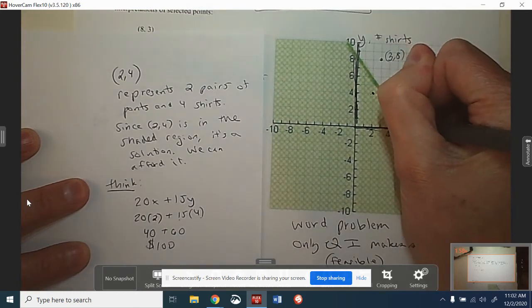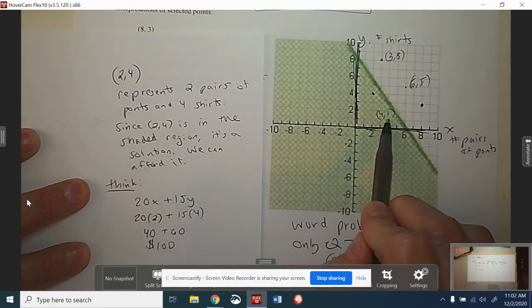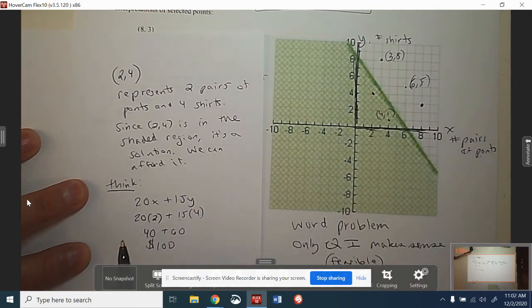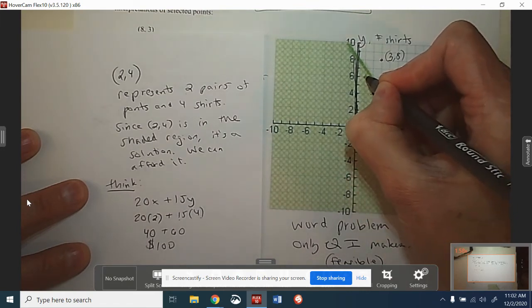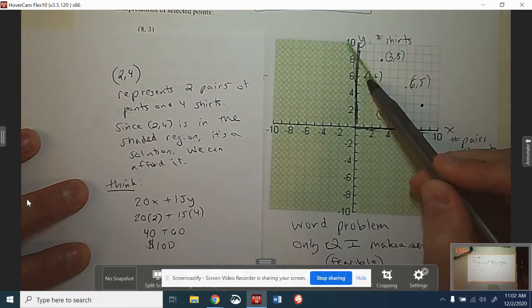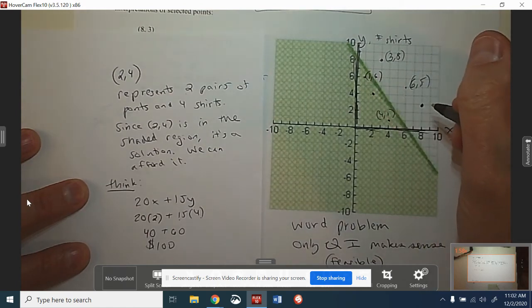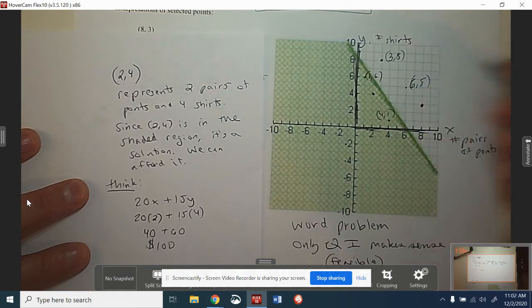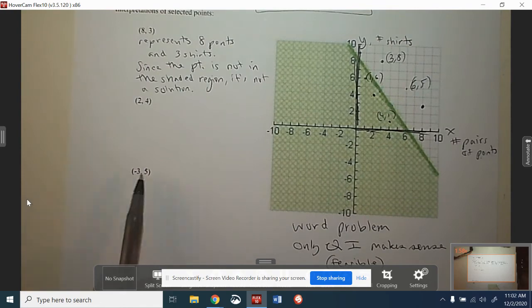If we were to look at this point here, (4, 1), this would represent 4 pairs of pants and 1 shirt. We could afford that because it's in the shaded region. This point here, (1, 6), is in the shaded region. That represents 1 pair of pants and 6 shirts. We can afford that as well. Even points on the solid line would work for us as well. So if you were to figure out the number of pairs of pants and shirts there, you could also work with those values.